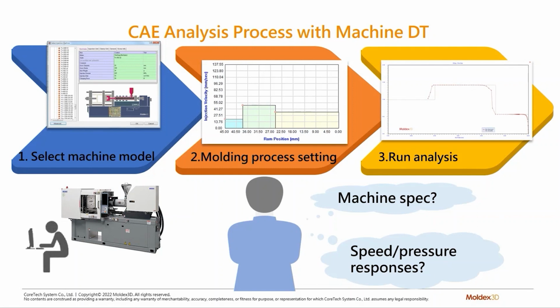The first one being, does the specs of machine you choose from CAE default database match with the real machine? And the second being, will the speed and pressure responses on each real machine be the same even when the machine is of the same brand and same model? Let's keep these questions in mind and we'll along and try to find the answer for them in the subsequent slides.